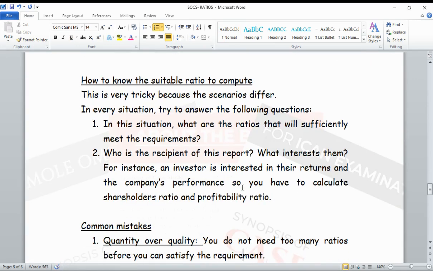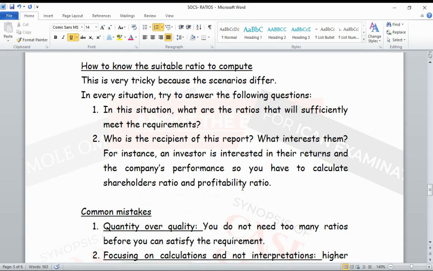So now, the next thing is how to know the suitable ratio to compute. This is the tricky aspect, because how will you know what to compute? The truth and the fact is that there is nothing like a one-way ratio. There's nothing like, oh, this ratio is important in all aspects. There are some ratios that will be important in some aspects, and some ratios that will not be important in some aspects.